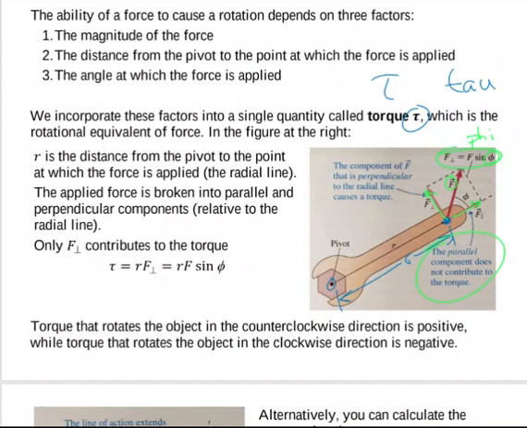Okay, so remember the radius is the distance from the pivot point at which the force is applied. That's the radial line. That's going to come into play here in a little bit again. The applied force is broken into parallel and perpendicular components. Of course, only F perpendicular contributes to the torque. And now we have this formula. Torque equals radius times F perpendicular. And that is also equal to radius times force times sine phi. Why wouldn't you use theta? Yeah, it doesn't really matter. Theta can be used as well. If you don't like using phi, it's fine. Okay.